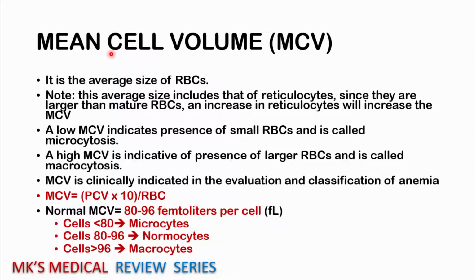Then the normal MCV is about 80 to 96 femtoliters per cell, or for easy remembering, I usually tell my students that it's going to be 80 to 100. So if the cells are less than 80, you refer to those as microcytes. If the cells are between 80 to 96, you refer to those as normocytes. If the cells are greater than 96, you refer to that as macrocytes.